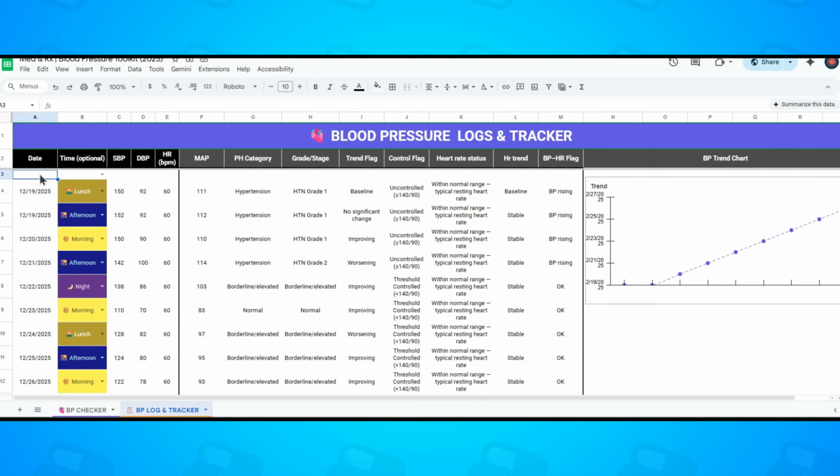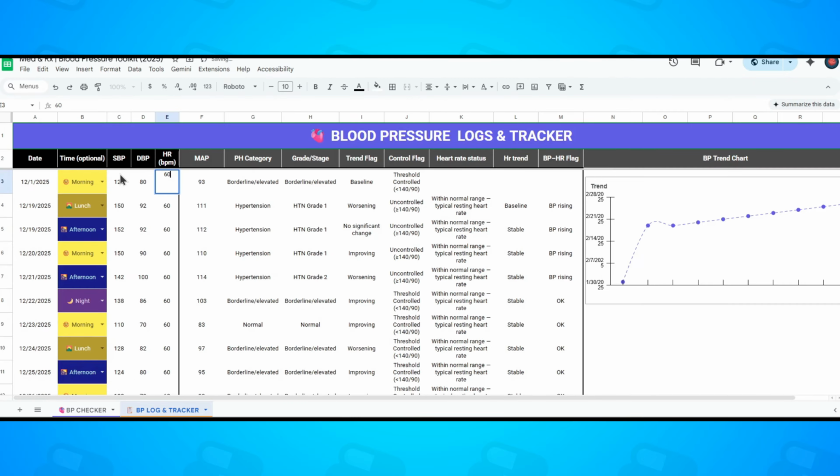First, you need to log the date and time, like morning, lunch, afternoon, or night. Then enter your systolic and diastolic blood pressure along with your heart rate. Your systolic is the pressure when your heart squeezes, and diastolic is the pressure when your heart relaxes. And you can log your heart rate as well.